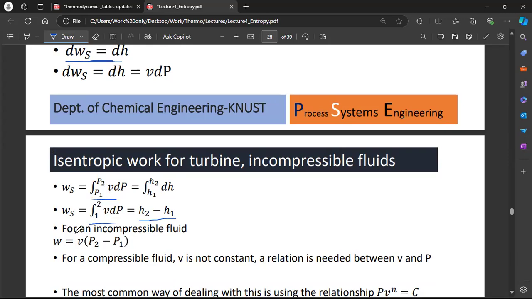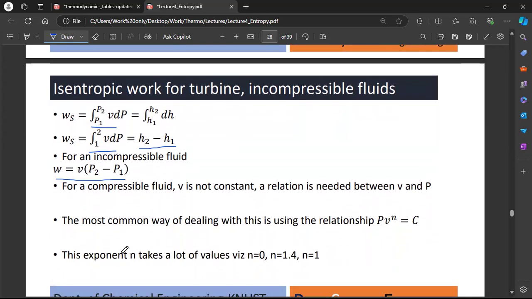Now, if it is incompressible, it means the volume is not going to change significantly. So the volume is almost constant, right? So if the volume is constant, I can do my integration easily, and I'll end up with my W to be equal to this. That's after I do my integration. Because the volume is a constant, I can bring it out. And if I'm integrating 1, it just becomes P from P1 to P2. I put those values in, I get my expression for W, right?